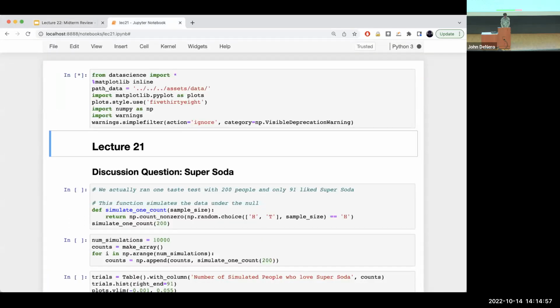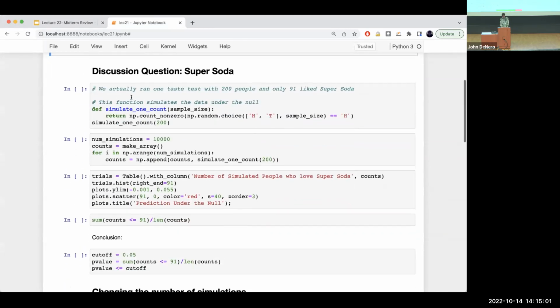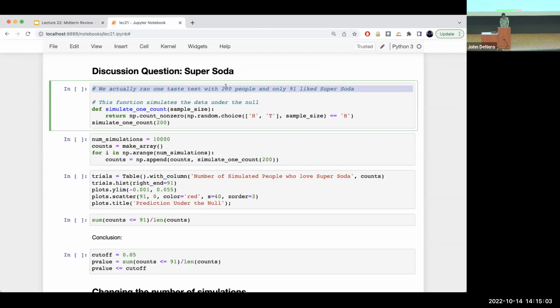Okay, so from last time, hopefully you watched last time's lecture. We actually ran one taste test with 200 people. 91 of them liked super soda. But then we decided that we could simulate under our null hypothesis how many people would like super soda if we asked 200 people, that's our sample size, in a world where preference between super soda and its rival was like a random coin flip. And heads meant you like super soda.